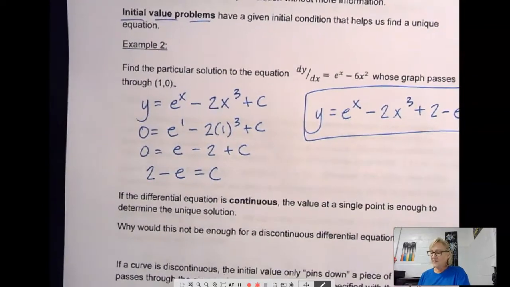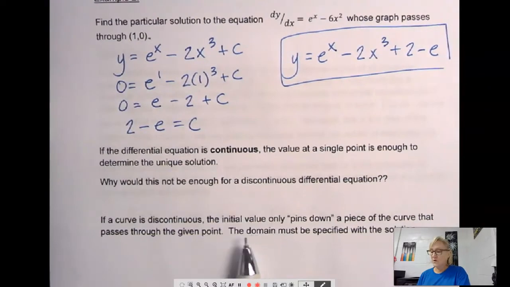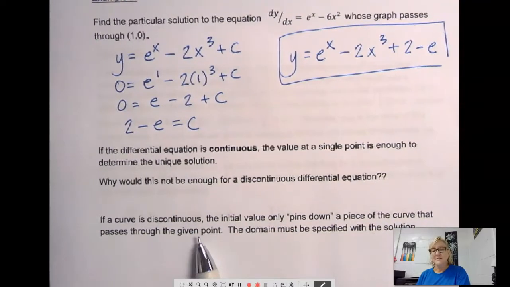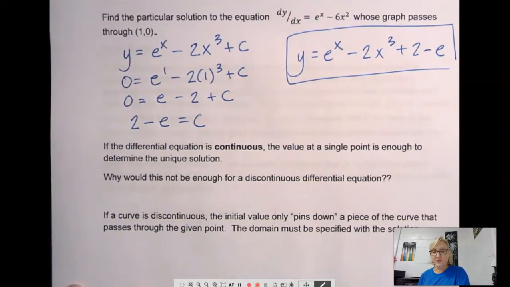So anytime that we have a discontinuous graph that we're finding the original equation for, the initial value only pins down a piece of the curve that passes through that given point. So the domain must be specified with the solution.